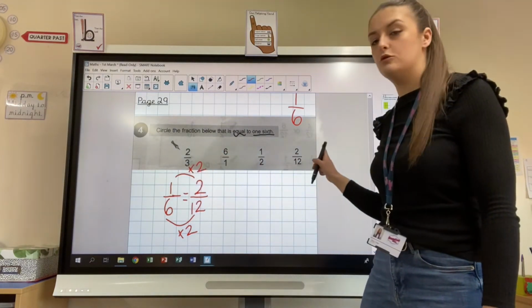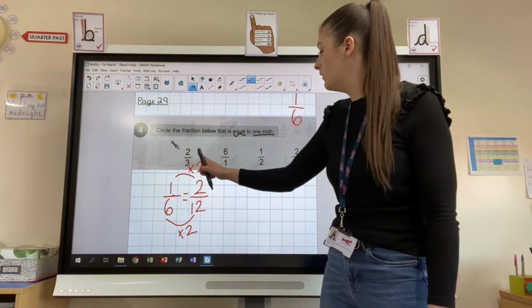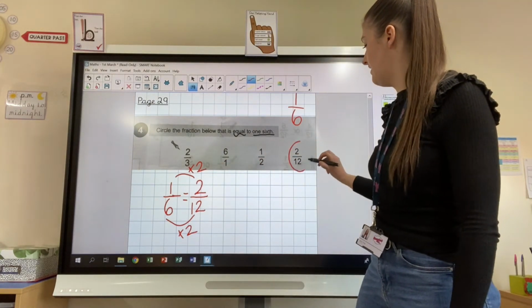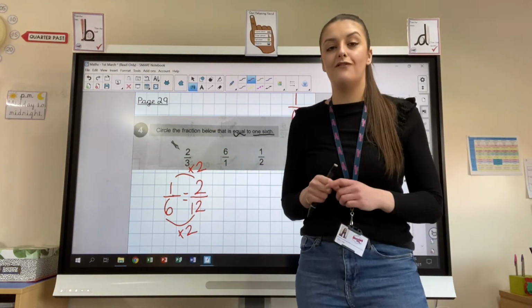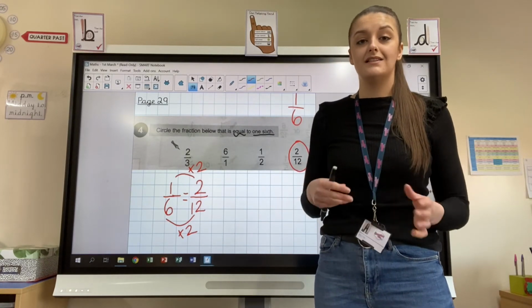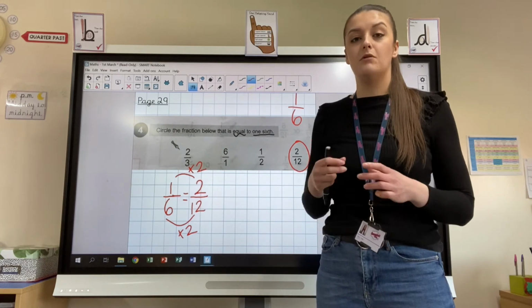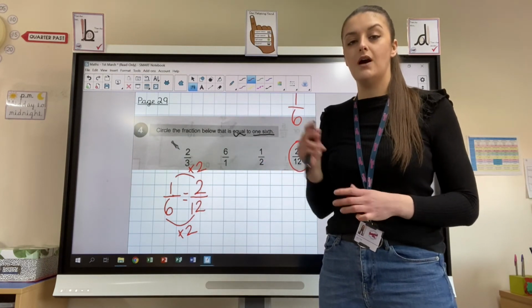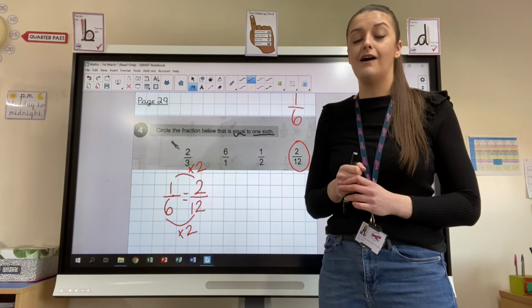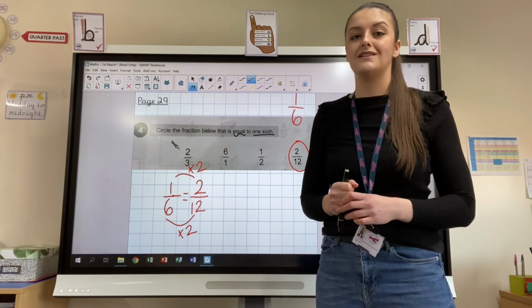Can you find 2 twelfths there? Have we got it? Oh, yeah, we've got it there. So you can find equivalent fractions by multiplying and dividing your numerator and denominator by the same number, okay? So complete question 4 and then come back to have a look at our All-Star Challenge for today.